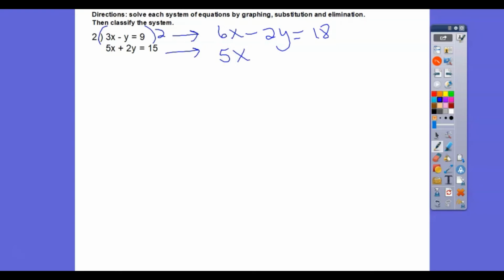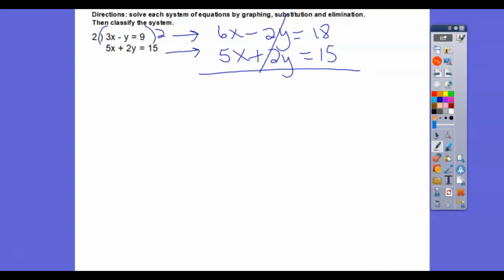What I mean by that is if you wanted to get rid of the x's, you could have multiplied the top by negative 5 and the bottom by 3. And then you would have gotten one of them to be negative 15, the other one to be positive 15, and they would have canceled. That would have worked also. But we chose to cancel out y. But we didn't get to touch the bottom one, so it stays the same. I just copy it over. Everything has to be lined up beautifully: the x's, the y's, the equal sign, the numbers.